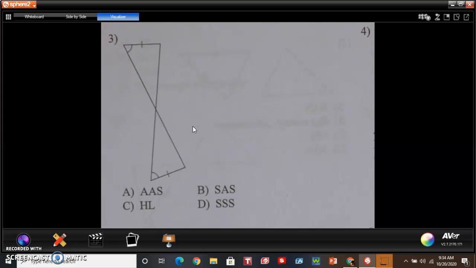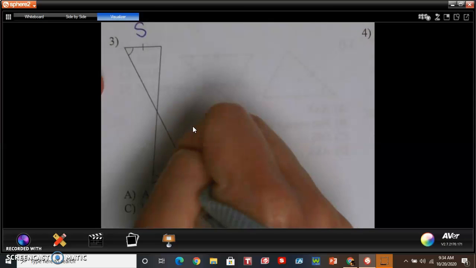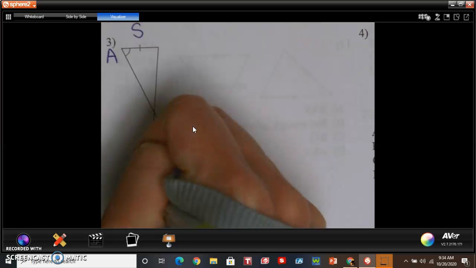All right, the next one I want to look at is number 3 in your worksheet. Number 3. Okay, first thing I notice is we don't have a right triangle, so we're dealing with sides and angles again. All right, I notice that these both have 1 dash mark. Remember, the dashes are sides, so I'm going to label them as S. I also notice I have 1 arc on each of these. Remember, the arcs are angles, so I'm going to label them A.